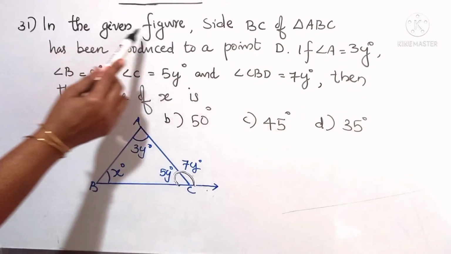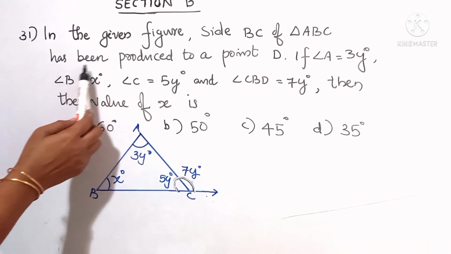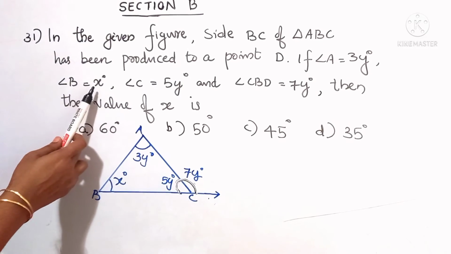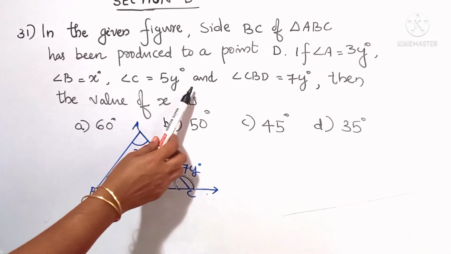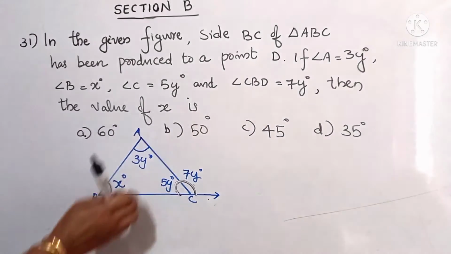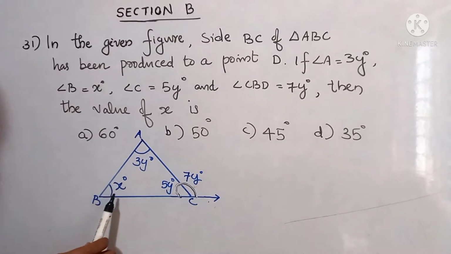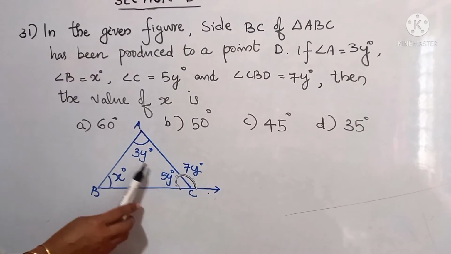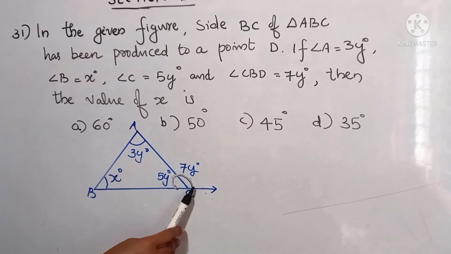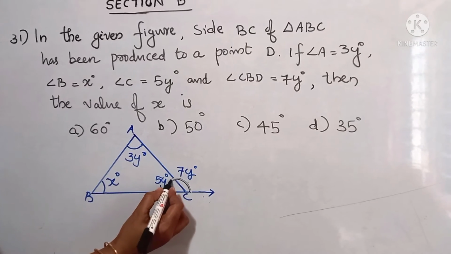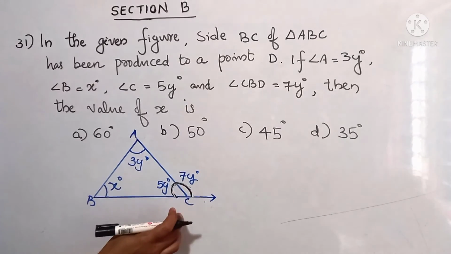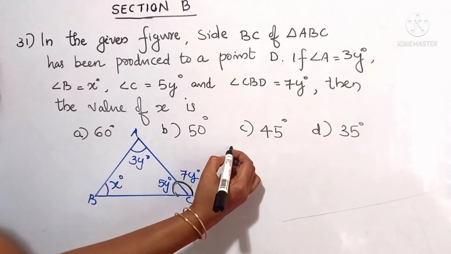Question number 31. In the given figure, side BC of triangle ABC has been produced to a point D. If angle A is equal to 3y degree, angle B is equal to x degree, angle C is equal to 5y degree, and angle CBD is equal to 7y degree, then the value of x is. Here in that picture everything is given. X degree, 3y degree, 5y degree are the interior angles of the triangle ABC, and 7y degree is one of the exterior angles. And when we observe this 5y degree and 7y degree, we could understand that this is a linear pair and that sum is equal to 180 degree.